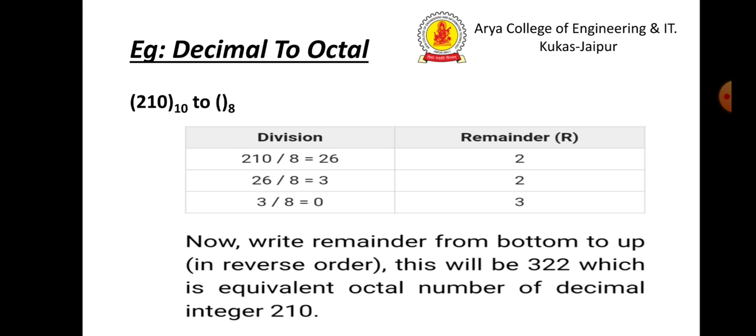210 divided by 8 is equal to 26 and the remainder is 2. 26 divided by 8 is equal to 3, remainder is 2. Now we get 3 in step 2, we divide it by 8 and it equals 0, so the remainder will be 3. Now we read from bottom to up in the reverse order. So the octal representation is 322 for the decimal number 210.